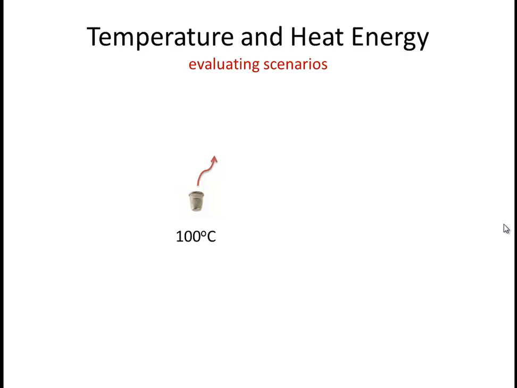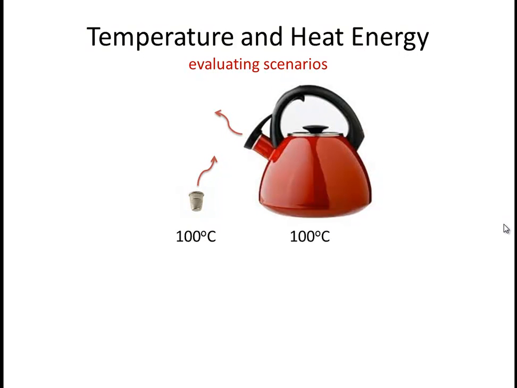All right, so on the left side, you're seeing a little thimble, and we're going to imagine that the thimble is full of boiling hot water. So it's water at 100 degrees Celsius. And on the right, we have a tea kettle, which is also full of boiling water at 100 degrees Celsius. So same substance, it's water in both containers. The water is at the exact same temperature. Okay, so temperature is the same.